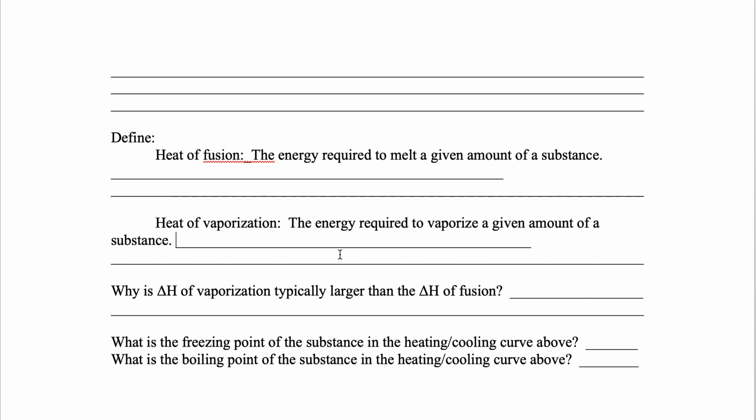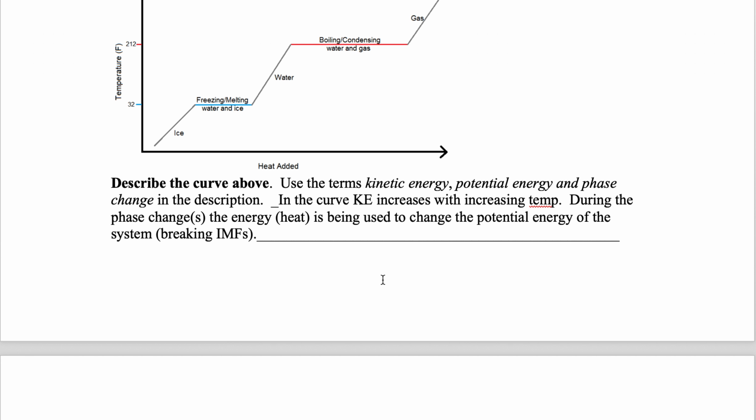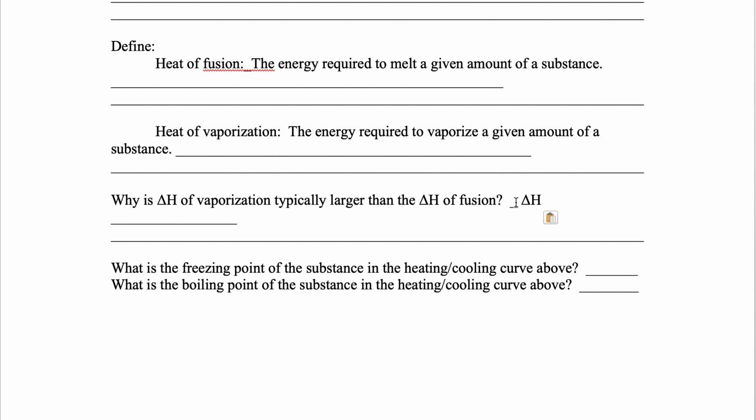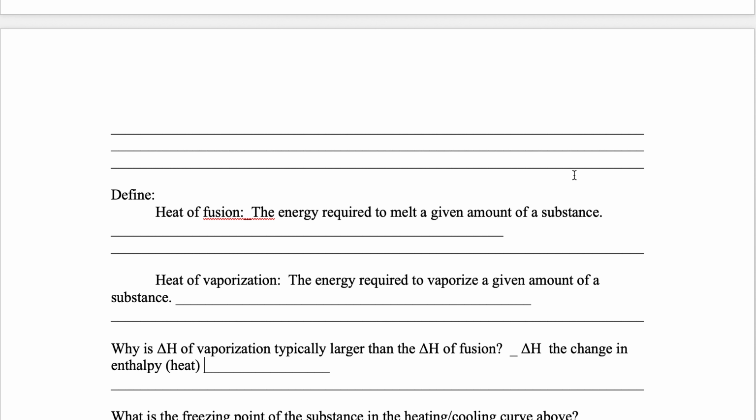So this says, why is delta H of vaporization typically larger than delta H of fusion? And delta H is nothing more than, I'm going to copy and paste, delta H is the change in enthalpy. You're welcome. We'll just call it heat for the time being. So it's the change in heat.